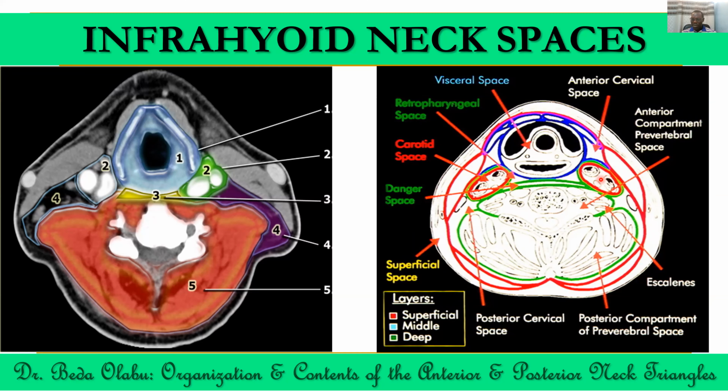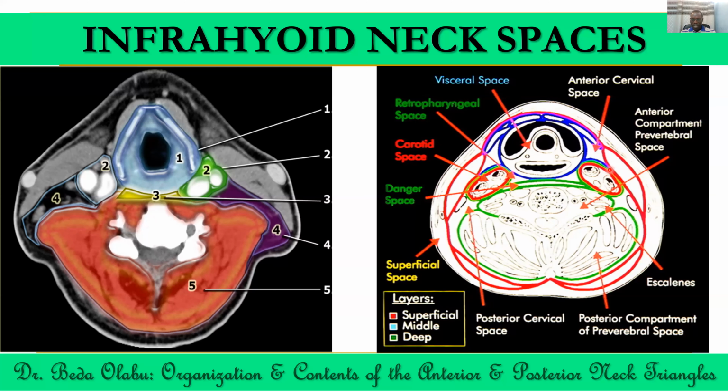That brings me to a concept that I was forgetting, but I've now remembered, that some of these neck spaces extend superiorly beyond the hyoid, and the carotid space is one of them. And some of them also extend beyond the neck down into the thorax, and there are quite a number that do that, even from this view.